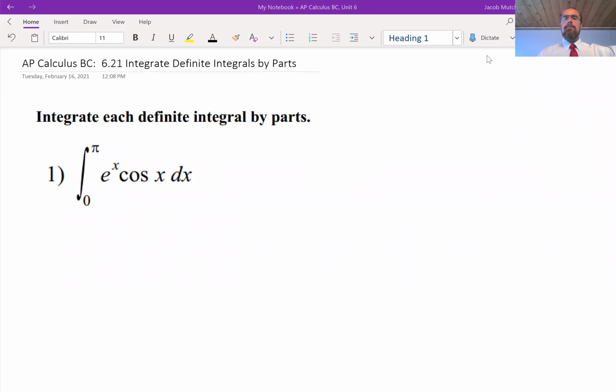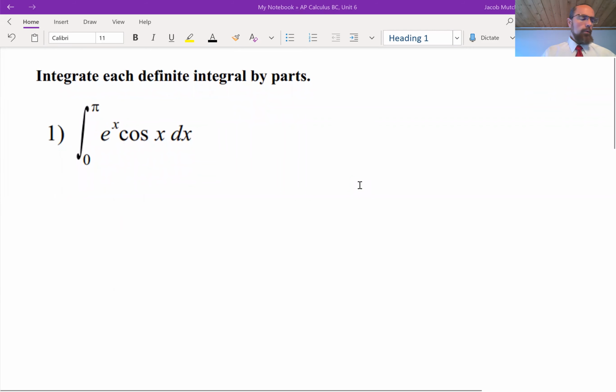Welcome to Calculus. Today we will investigate how to integrate definite integrals by parts. We'll take a look at three examples. Our first example is the integration from 0 to pi of the integrand e to the x times cosine of x dx. We want to approach this solution by the strategy of integration by parts.